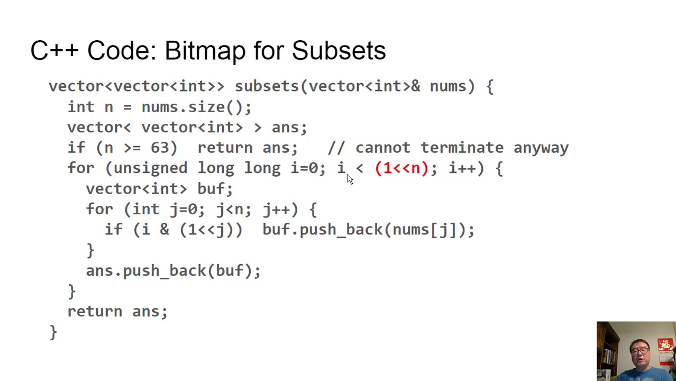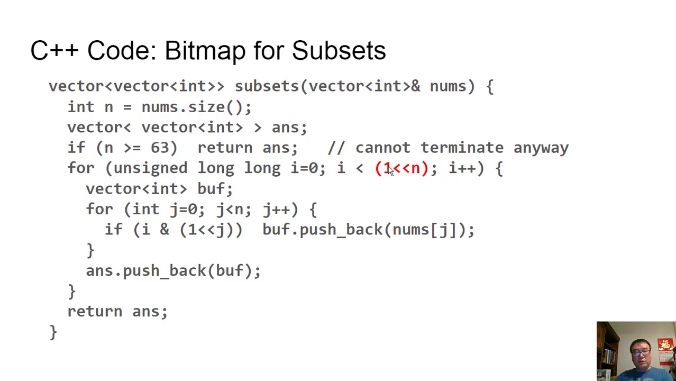Essentially, when we go from 0 to 2 to the n minus 1, these 2 to the n numbers will represent all the bit patterns. So we can interpret every bit as indicating whether to include one particular element or not. Then each integer will represent a particular set. So there's a one-to-one mapping between all the integers from 0 to 2 to the n minus 1 and all the subsets of this n-element set. So this is what we do.